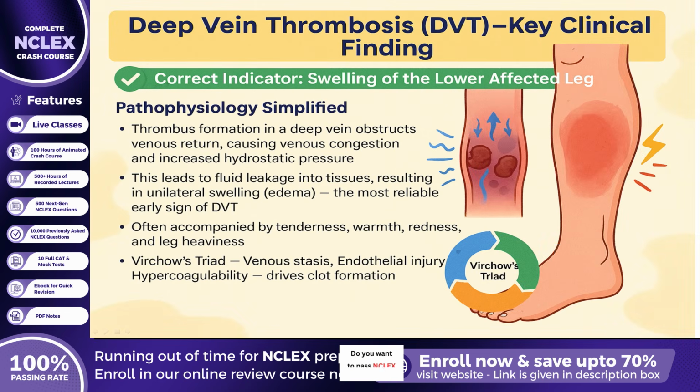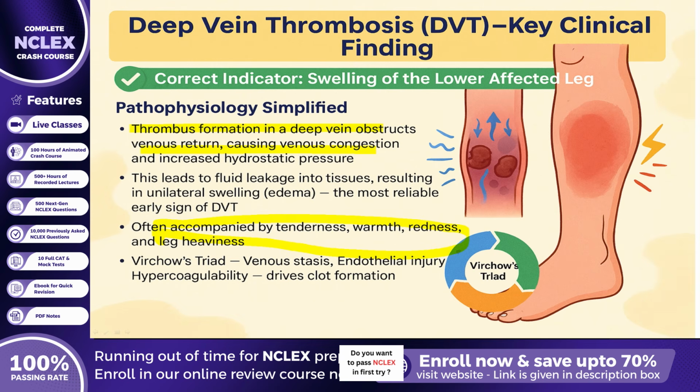Delving into the pathophysiology behind this, when a thrombus forms within a deep vein, it obstructs venous return from the distal portion of the leg, leading to venous congestion, increased hydrostatic pressure, and leakage of fluid into the interstitial tissues. This sequence of events results in unilateral swelling or edema of the affected extremity, often accompanied by tenderness, warmth, and a sense of heaviness. The skin over the area may appear taut, shiny, and slightly erythematous. This swelling is considered one of the most consistent and reliable clinical indicators of DVT and often presents before any other sign.